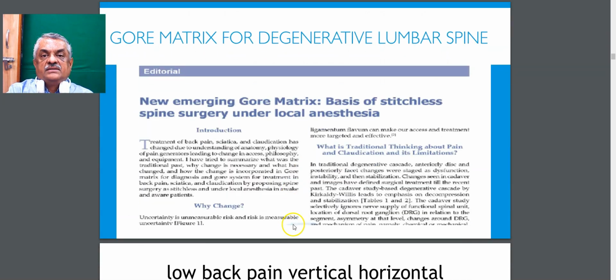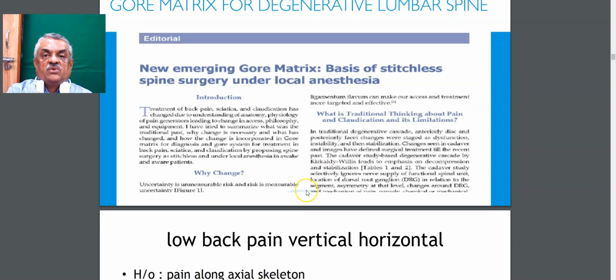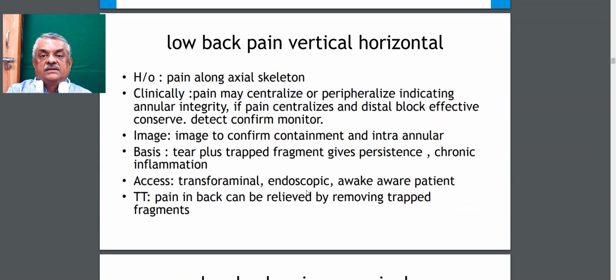So what I have done is I have published on this as my matrix, which forms the basis of my surgery under local anesthesia. And what is the matrix? There are 6 clear-cut symptom groups. The first one is low back pain, which could be vertical or horizontal, but it is a pain along the axial skeleton. The patient's pain may centralize or peripheralize on doing Mackenzie's test.